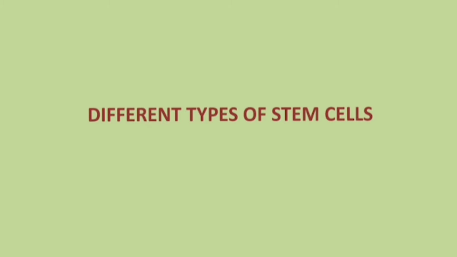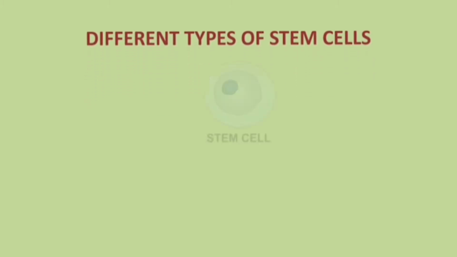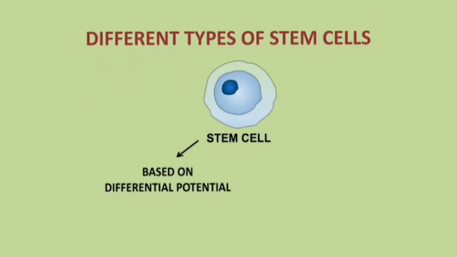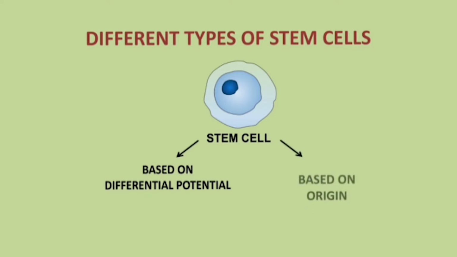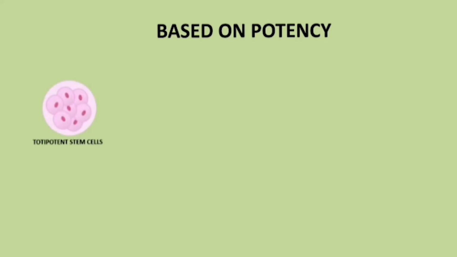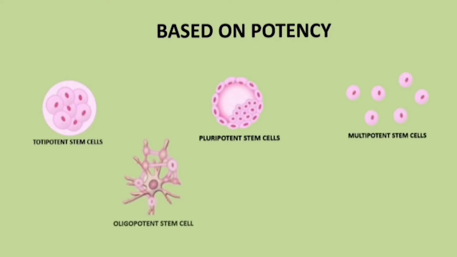Types of stem cells. Stem cells are divided into two categories based on differential potency and based on origin. Based on potency, stem cells are divided into the following: totipotent, pluripotent, multipotent, oligopotent, and unipotent stem cells. Let us see each one of them in detail.